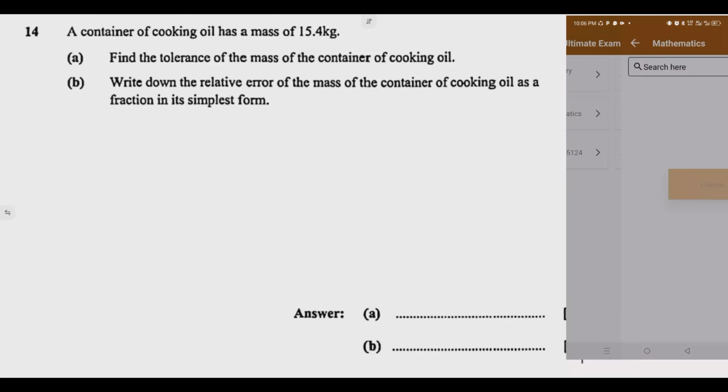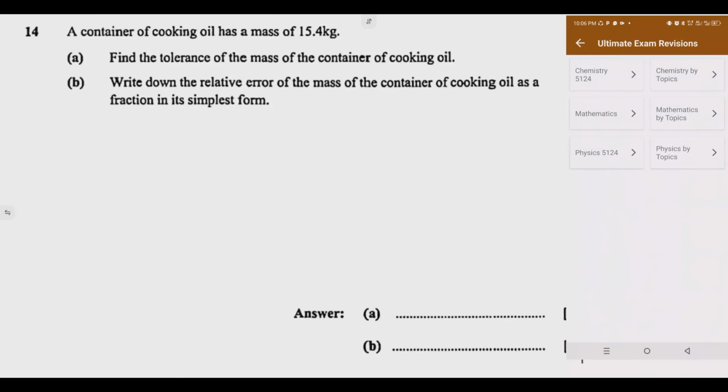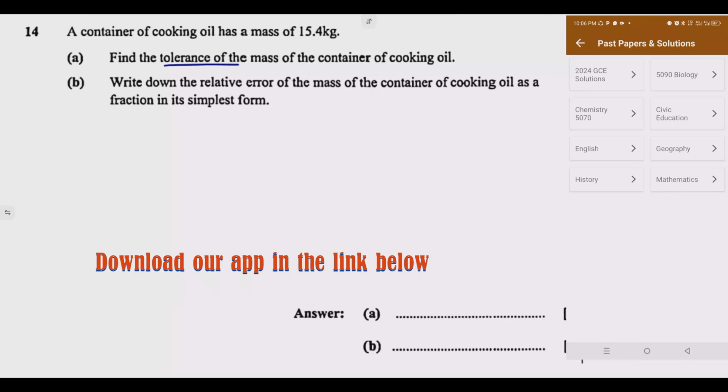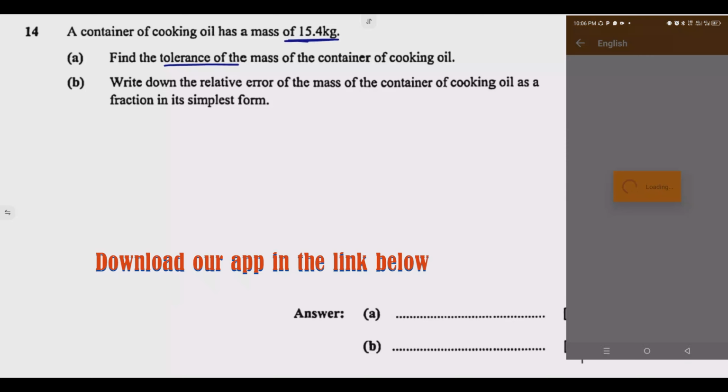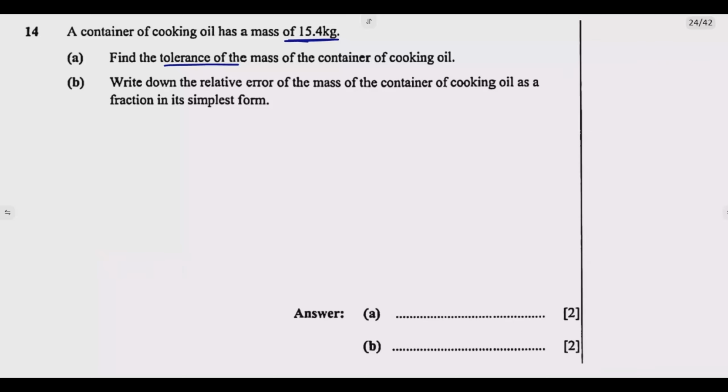So, let us start with A. A is asking us to find the tolerance of the mass of the container of cooking oil. So, what is the mass? The mass is 15.4 kg. What we do is look at the measurement. The measurement of 15.4 kg is given to 1 decimal place, which is the 0.4.